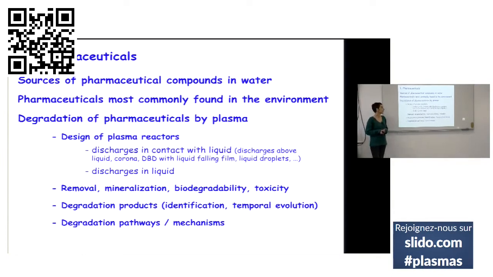And it is also important to increase the biodegradability of the treated effluent and to reduce the toxicity. Correlated with the toxicity, it's important to identify the degradation products, because they can also be harmful, and in some cases even more harmful than the parent compounds. And of course, it's also important to follow the degradation pathways and to understand the mechanisms.